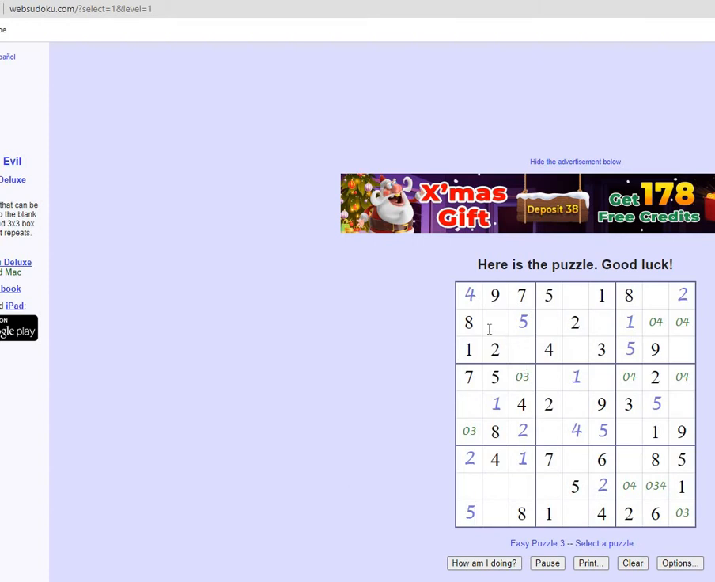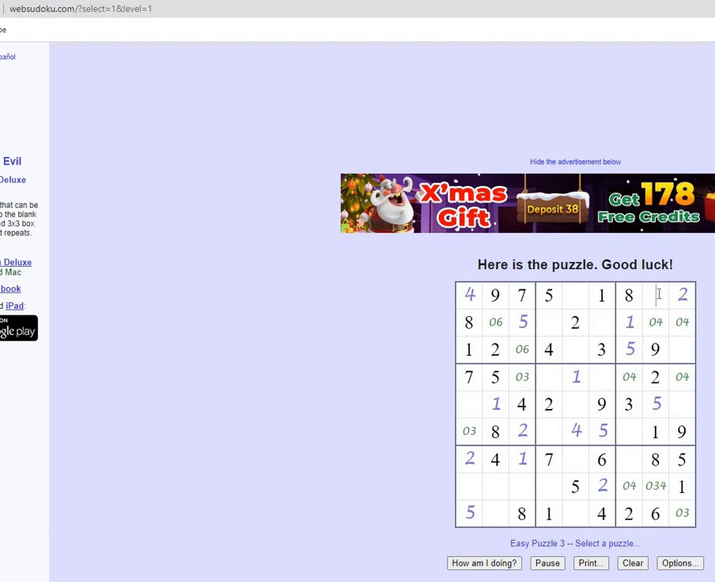Let's try 6. There are no 6s here, no 6 here, but there are only 2 possible locations for 6, so we put it there as a pencil mark. Okay, next one. There's a 6 here at the right side. So there are 3 possible locations, so we don't put it yet. We only put it as a pencil mark if there are only 2 possible locations.